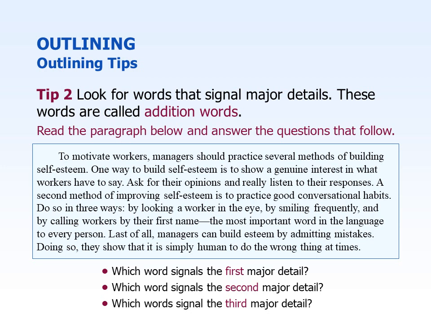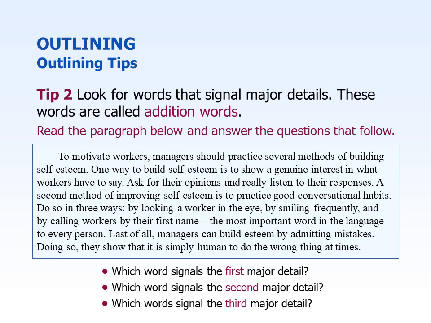A second method of improving self-esteem is to practice good conversational habits. Do so in 3 ways: by looking a worker in the eye, by smiling frequently, and by calling workers by their first name, the most important word in the language to every person. Last of all, managers can build esteem by admitting mistakes. Doing so, they show that it is simply human to do the wrong thing at times.